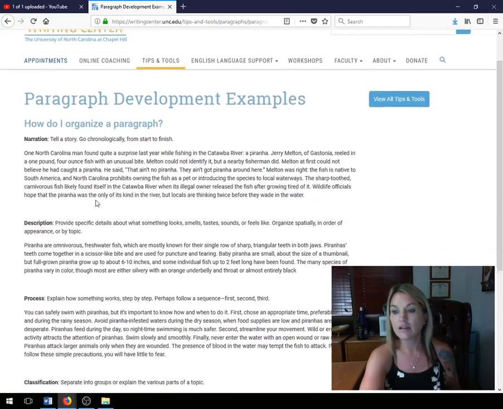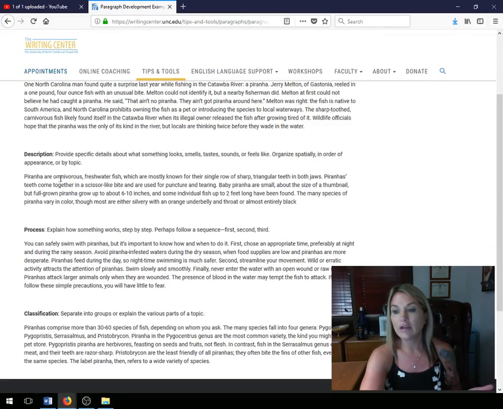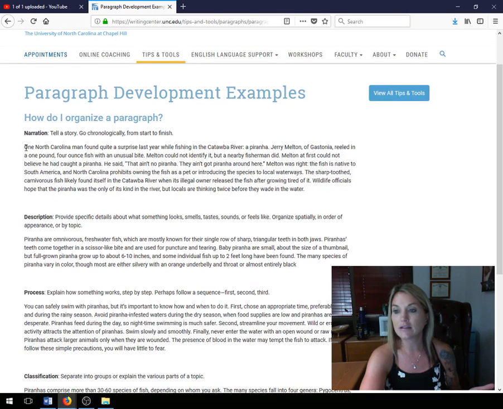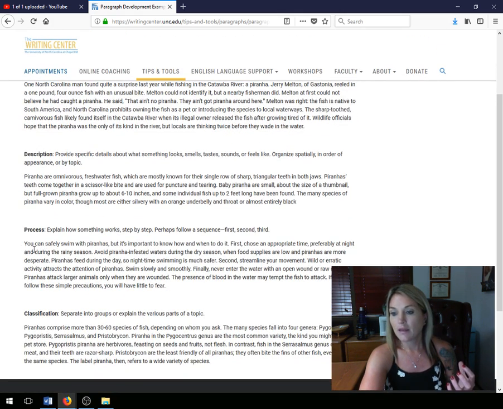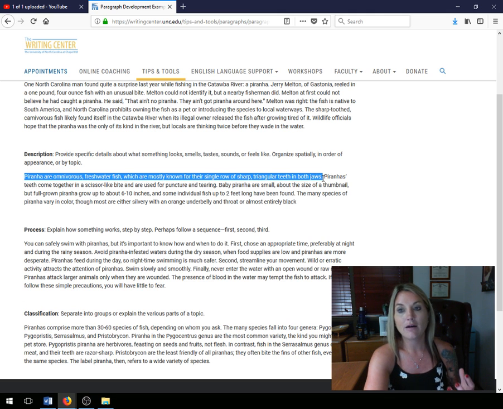So here are the examples. So right here, if you look at the topic sentence, this paragraph is all about just that. Right here, it's all about that.